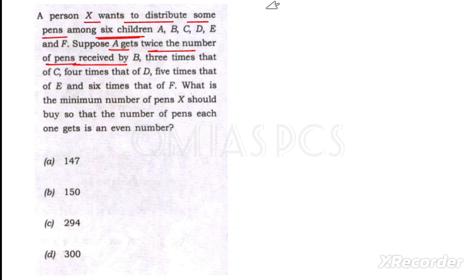So we can say, what is the value of A by B? A gets twice with respect to B, so A by B is 2 by 1. In terms of ratio I'm writing here. And A gets 3 times that of C. So we can say A gets 3 times that of C. Similarly, 4 times that of D.